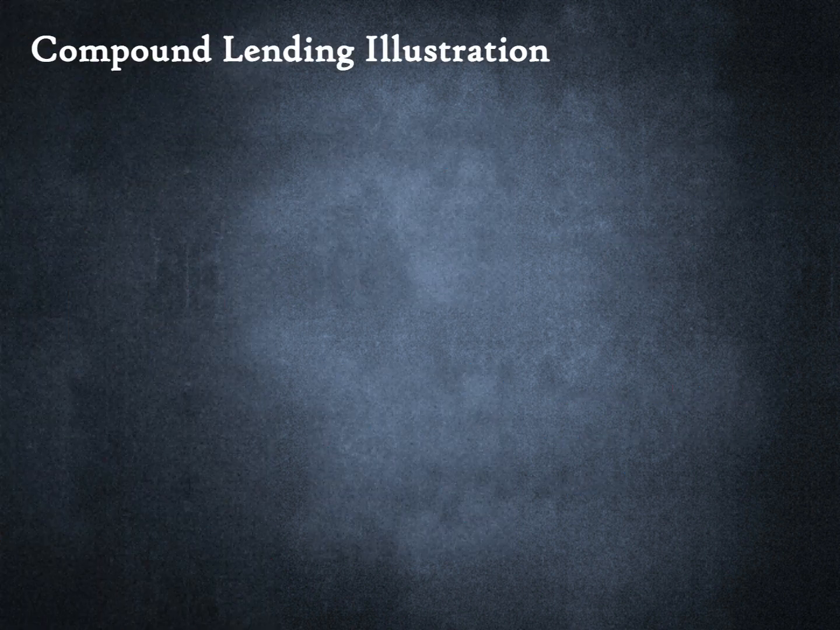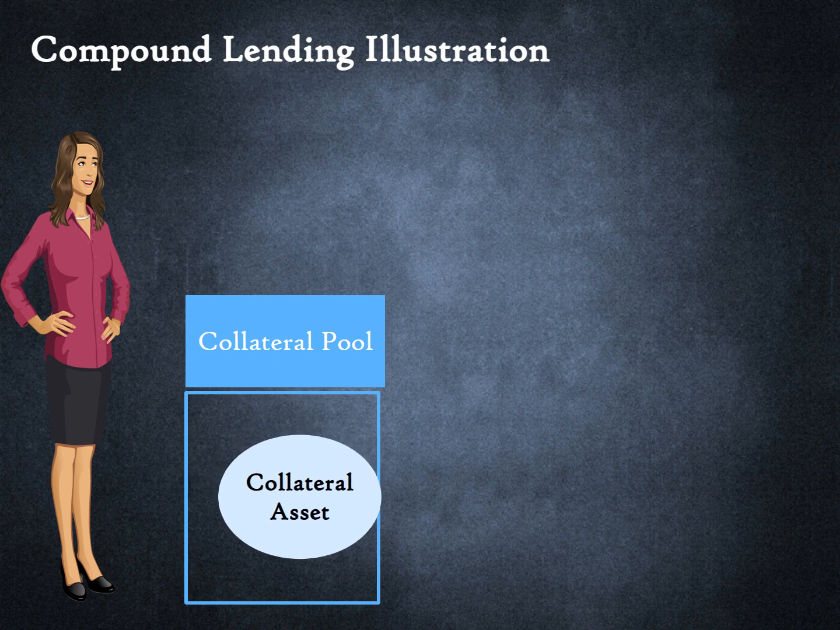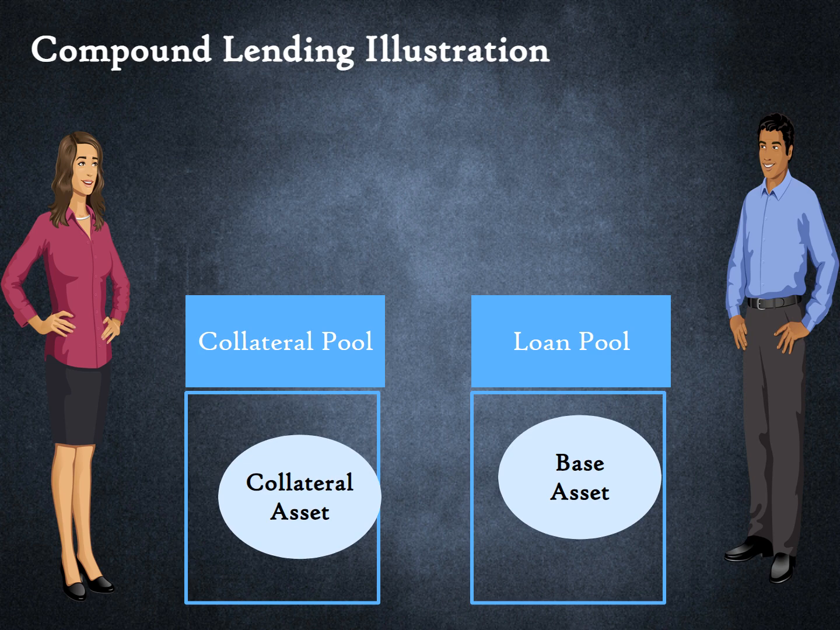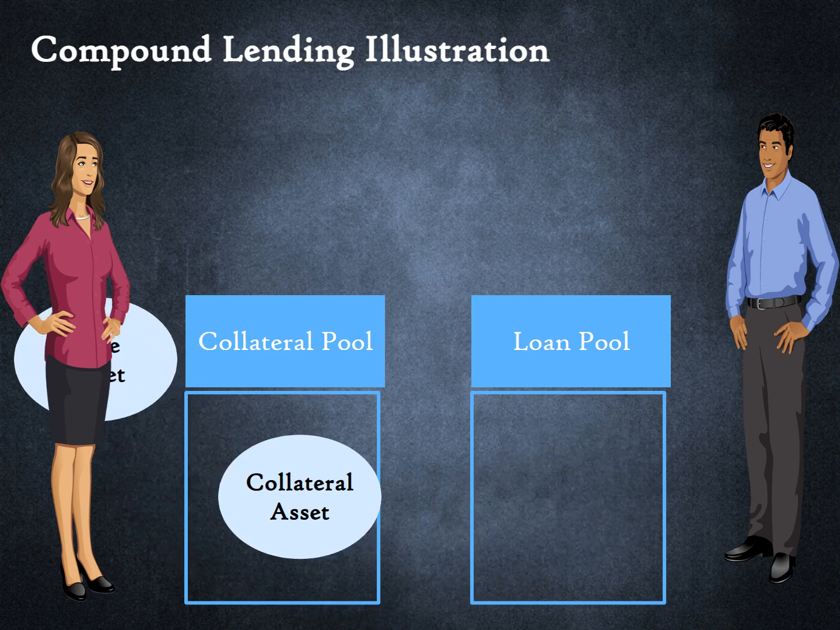Borrowers are supplying assets to the collateral pool. In this example, we have one borrower, Alice. In reality, there will be many borrowers. Lenders are supplying base assets to the loan pool. In reality, there will be many lenders apart from Bob. When Alice borrows, the ownership of the base asset is transferred from the loan pool to Alice's Ethereum address.